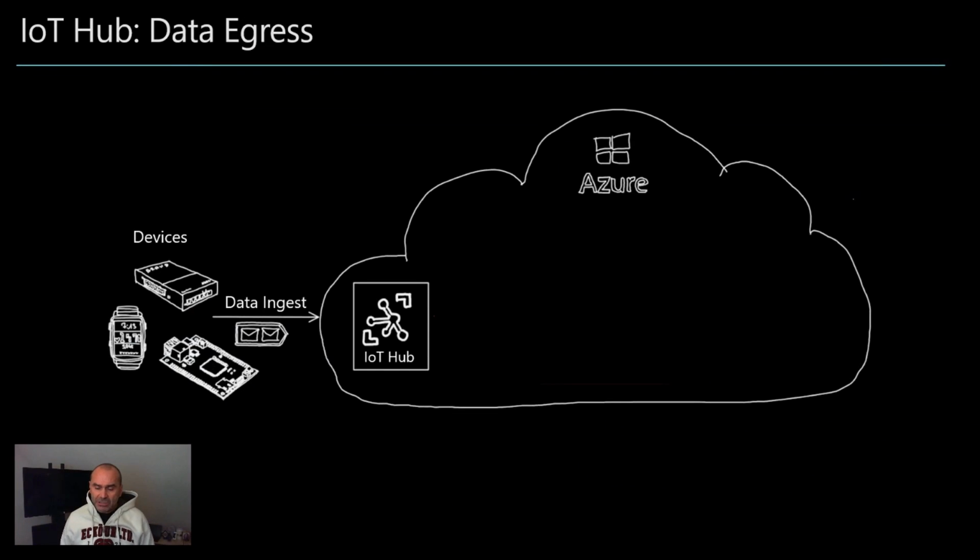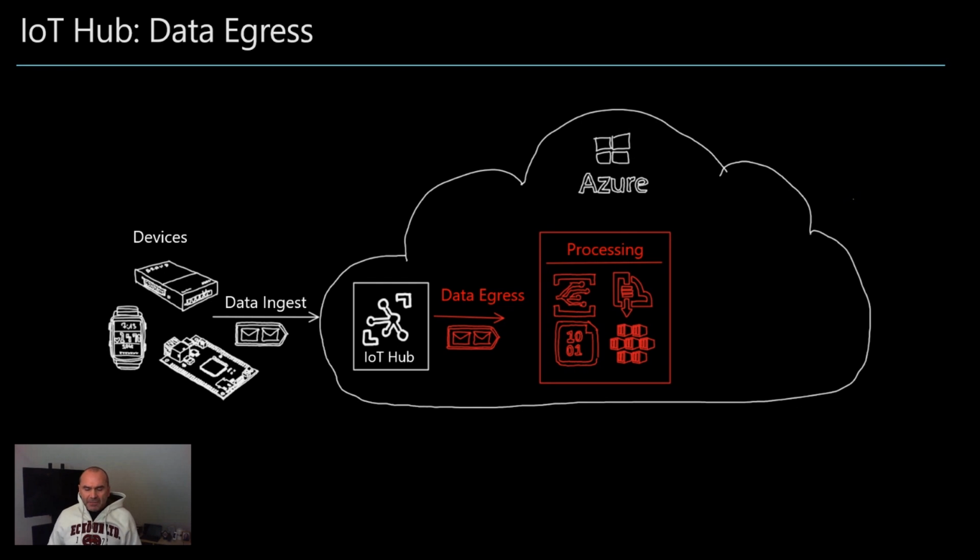When it comes to IoT Hub, quite often you're already familiar with how to get data into IoT Hub. So how to connect the devices, how to send data from the devices to IoT Hub. But quite often there is a question, okay, hey Robert, if I have now the data in IoT Hub, how do I get the data out of IoT Hub?